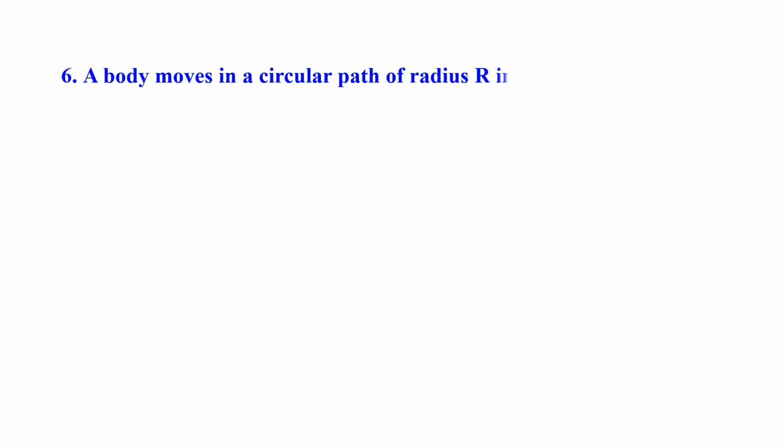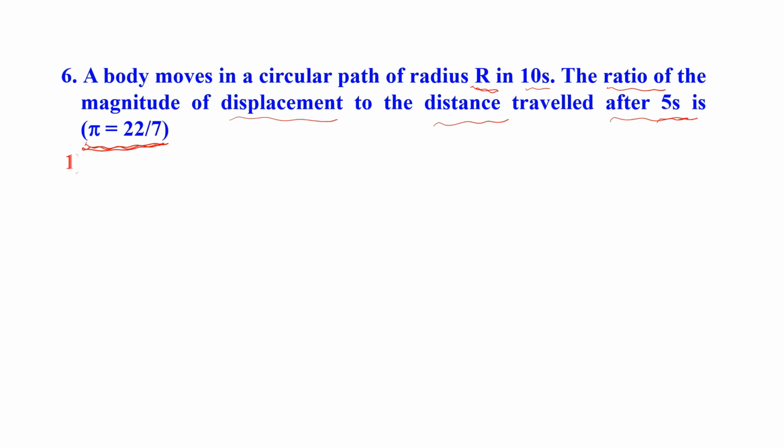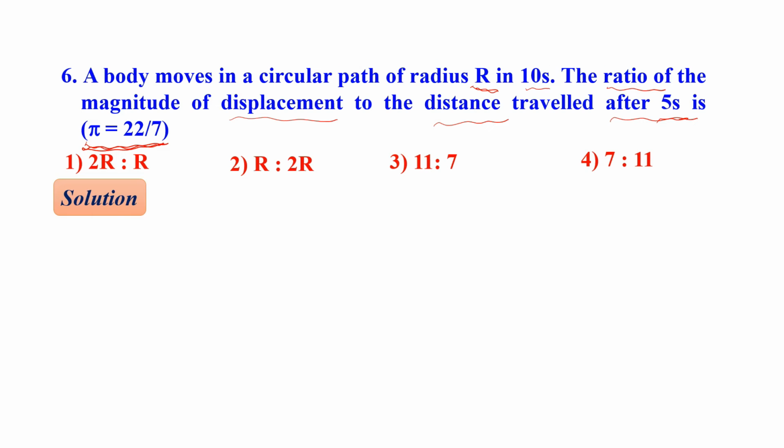Next, a body moves in a circular path of radius r in 10 seconds. The ratio of the magnitude of displacement to the distance travelled after 5 seconds is, here we have to take pi is equal to 22 by 7. Here the body is moving along a circular path of radius r in 10 seconds. We have to calculate the ratio of displacement to the distance after 5 seconds. 2r is to r, 2r is to pi, 7 is to 11. Let us go to the solution.